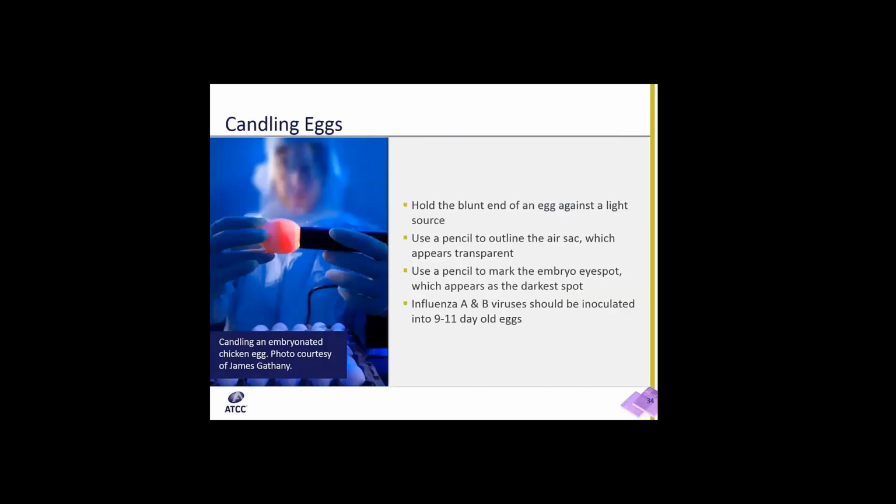For candling the eggs, you hold the blunt end of the egg against a light source and use a pencil to outline the air sac, which appears transparent. Use a pencil to also mark the embryo eye spot, which appears as a dark spot. Sometimes you have to slowly turn the egg to get the eye spot to show up. The air sac is indicated as a guide for infecting allantoic fluid with influenza virus. Influenza A and B viruses should be inoculated into 9 to 11-day-old eggs.